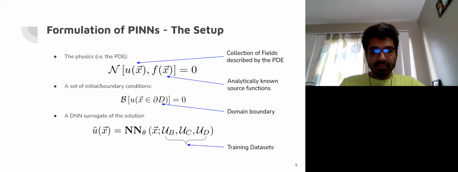or probably their derivatives, if we're interested in those kind of boundary conditions. And the neural network will become a surrogate for this set of fields that we're interested in learning about. And these neural networks will be parameterized by a set of parameters theta, and the training data set can be divided into 3 different parts: UB, UC, and UD, which I'll be explaining in the next slide.